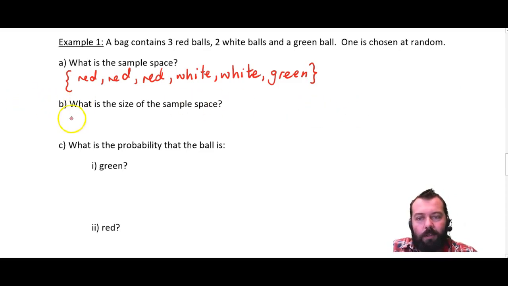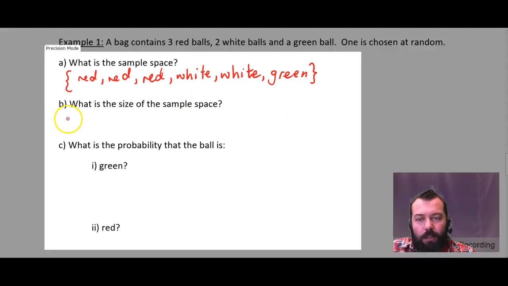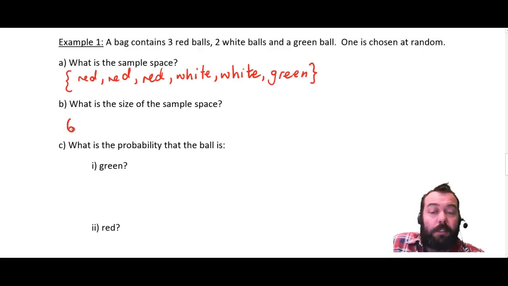Now, what's the size of the sample space? A similar but slightly different question. The size of that is 6. There are 6 balls in the bag. There are 6 things that I could possibly pull out.